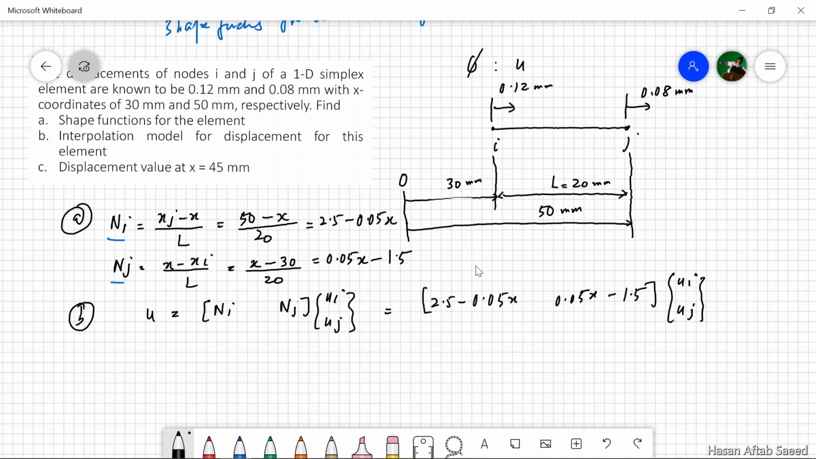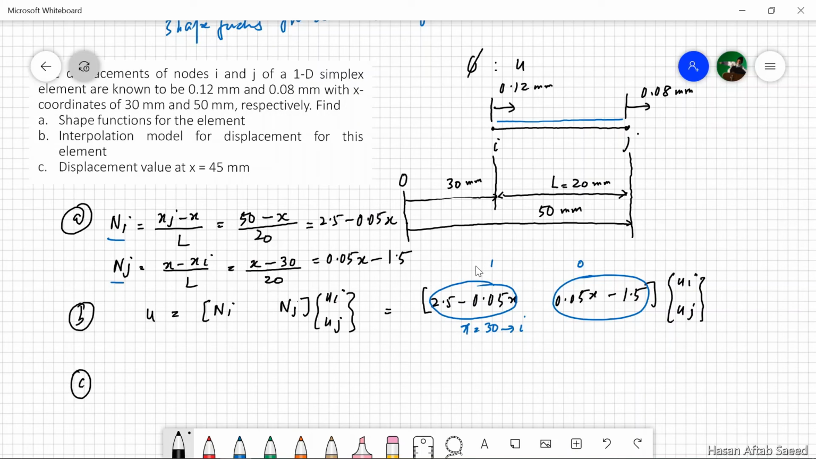This is the interpolation model because you put in the value of x, any value of x. It should be valid. That is, the value of x must be between 30 and 50 because that is the domain of this element. You can check this. You put the value of x equal to 30. That means node i. So this should become 1 and this should become 0. Vice versa, if you put x equal to 50, that means you're talking about the j node, so you'll get 0 on the left and 1 on the right. And that has to be so because at node i, the value of u should be equal to ui. That will only happen if ni becomes 1 and nj becomes 0. Similarly, at node j, the value of u should be equal to uj, and that is only possible if nj becomes 1 and ni becomes 0.